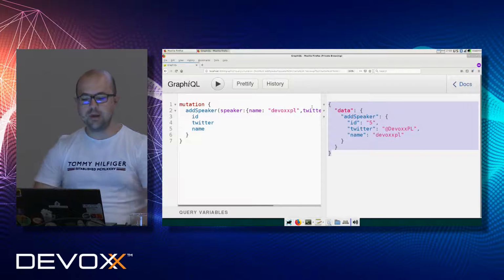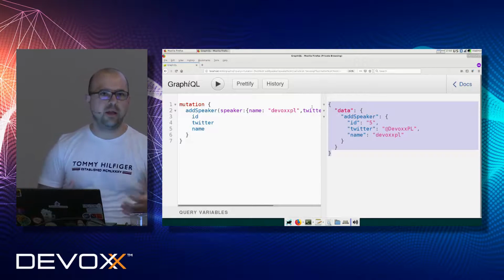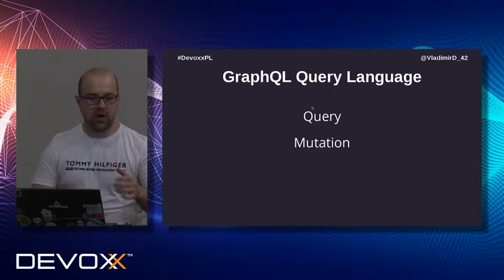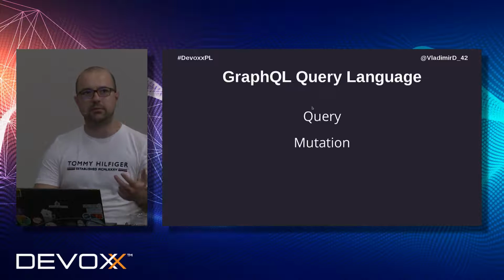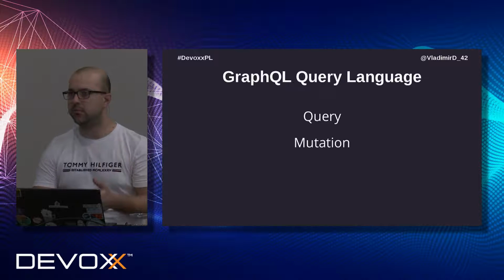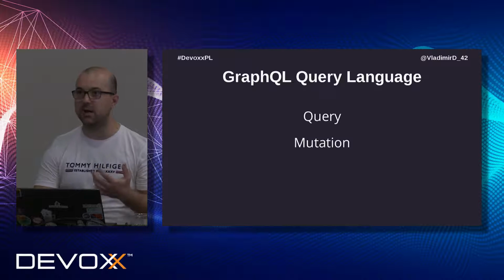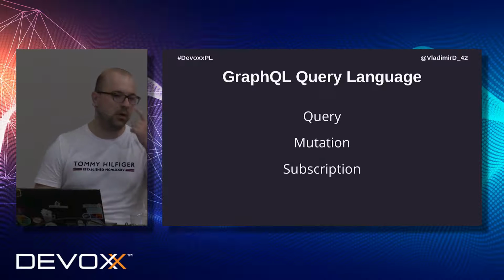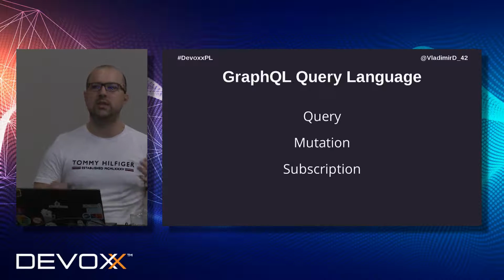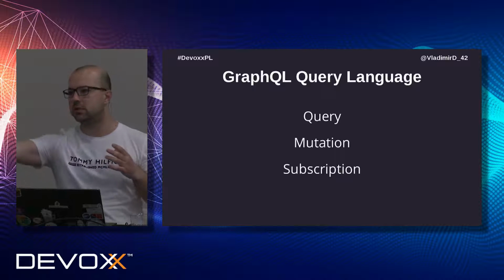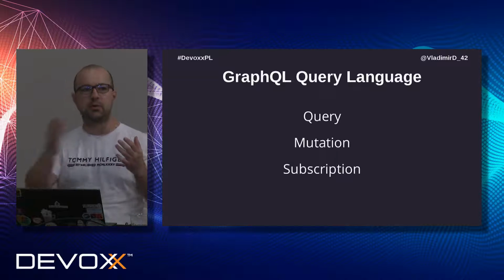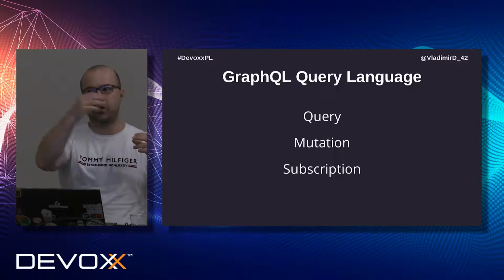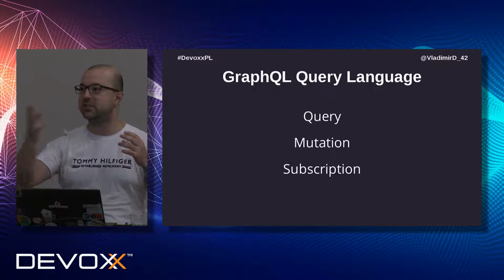Perfect. So I showed you how we can read the data. I showed you also how we can change the data. So the GraphQL query language consists of 3 parts: reading data, query; changing data, mutation; and the last part, which is called subscription. Subscription is very similar to the query. The only difference is that in the case of a query, we send a single request to the server from the client side, and we get a single response back. But in the case of subscription, it's a little bit different. We send a single request, but then we get back a stream of messages.